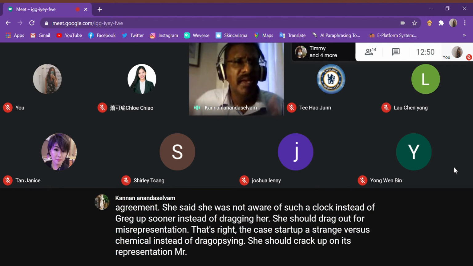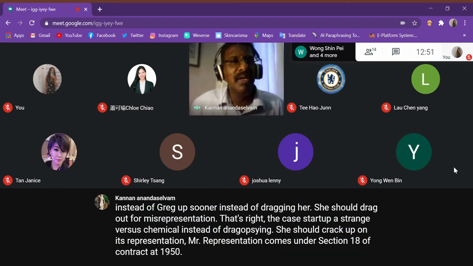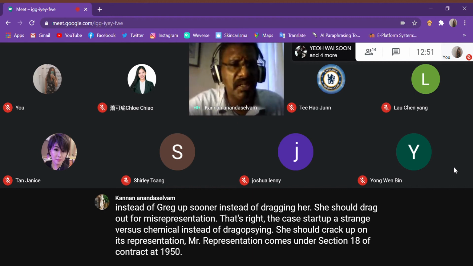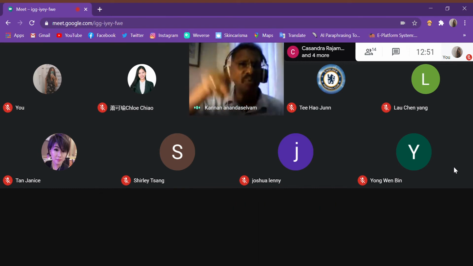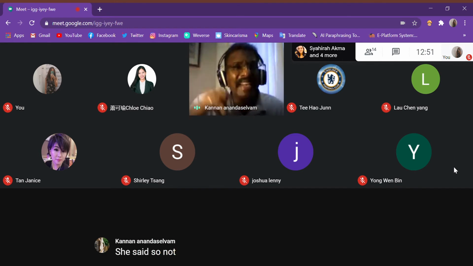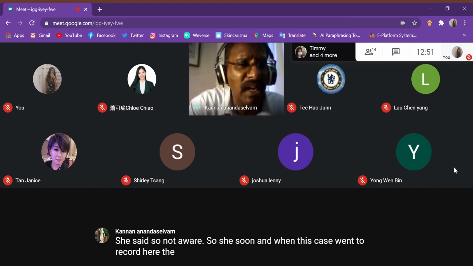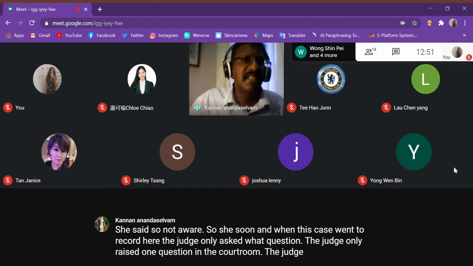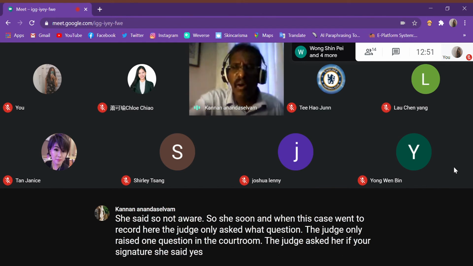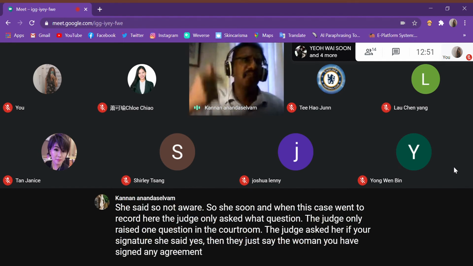When this case went to court, the judge only raised one question. The judge asked her, "Is it your signature?" She said, "Yes." Then the judge said, "The moment you have signed an agreement, that means you have agreed to all the terms in the agreement, including the exemption clause. You need to fulfill it. If you fail to fulfill it, it is a breach." She argued that she was not aware. Then the judge said, "It's your duty to verify all the terms before you sign the agreement. The moment you have signed the agreement, that means you have agreed to all the terms."